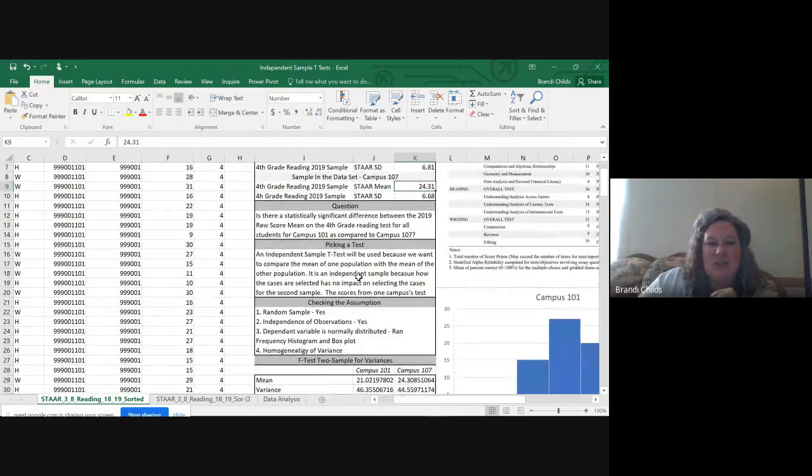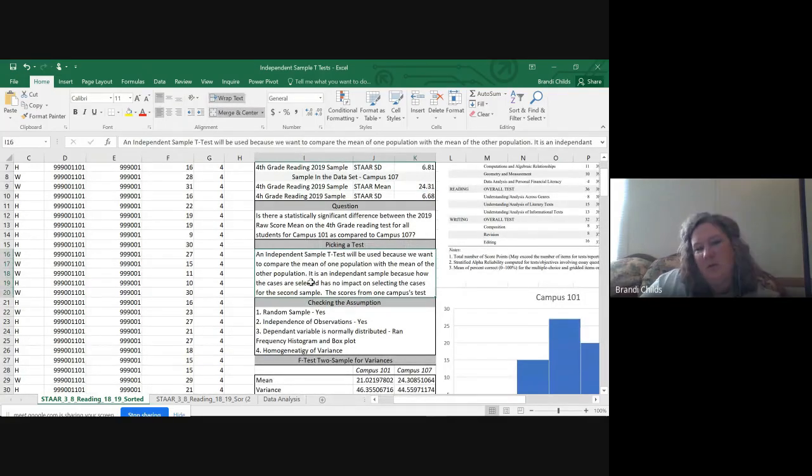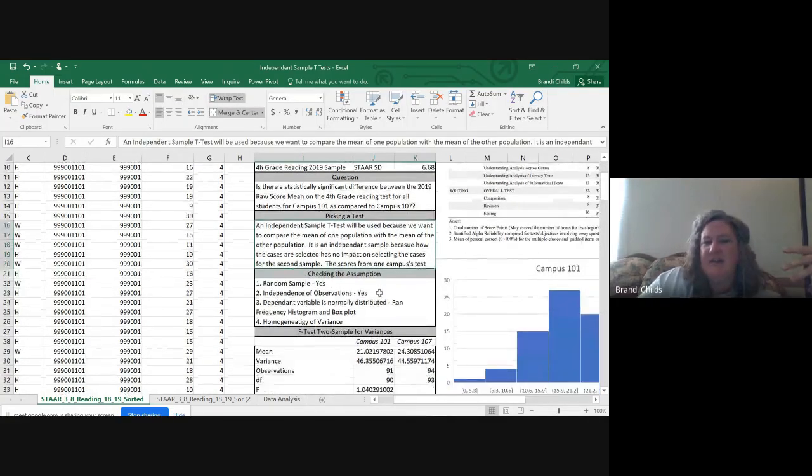So we chose to do the independent sample t-test. It's independent, and we're comparing the mean of one population with the mean of the other. It is independent because the cases don't interfere with one another. What one campus does does not necessarily reflect on the other, or have any impact on the other campus. So my samples are definitely independent of one another.